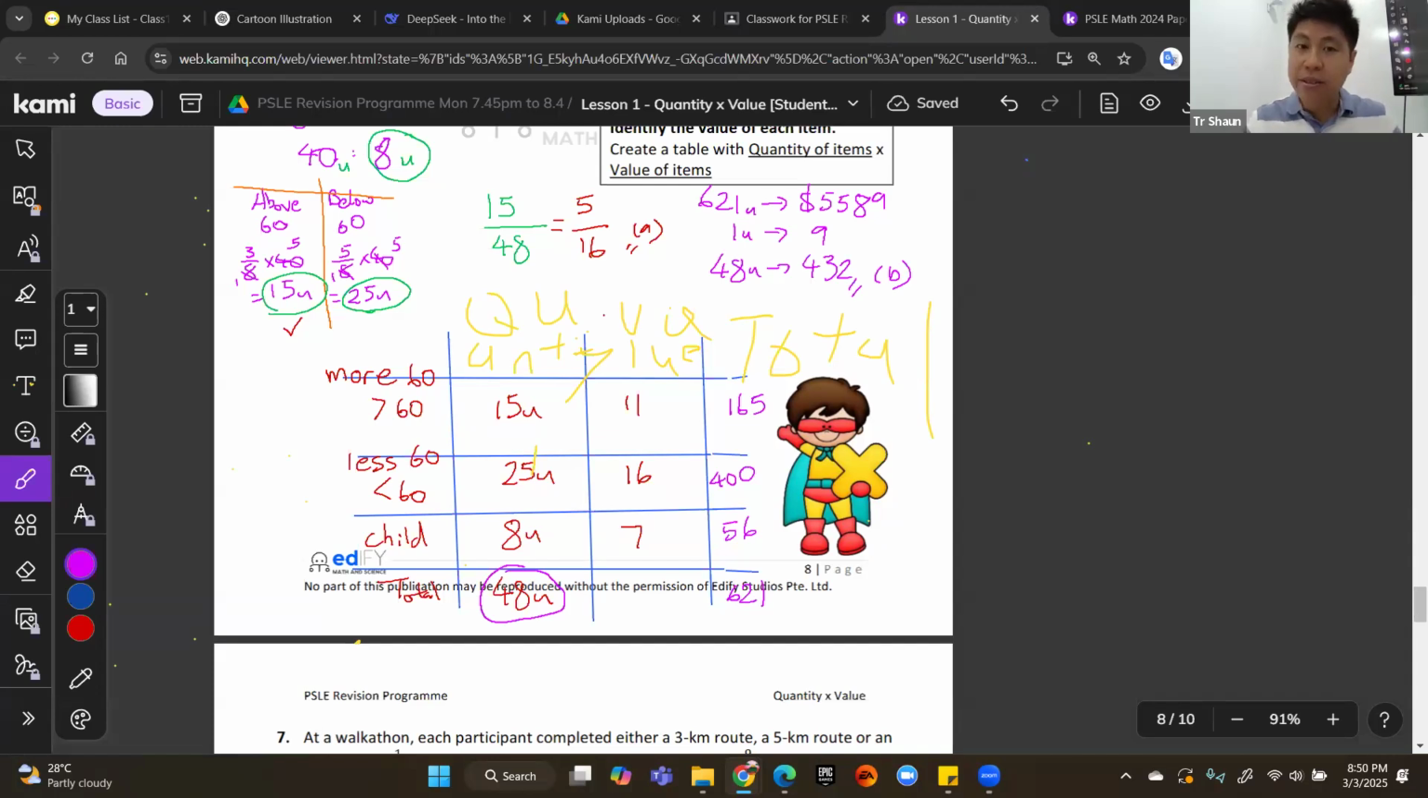So today we tackled quantity times value questions. We went through two PSLE questions. I think for homework, can we do questions 7 and 8? The PSLE questions. Don't do 3 and 4.